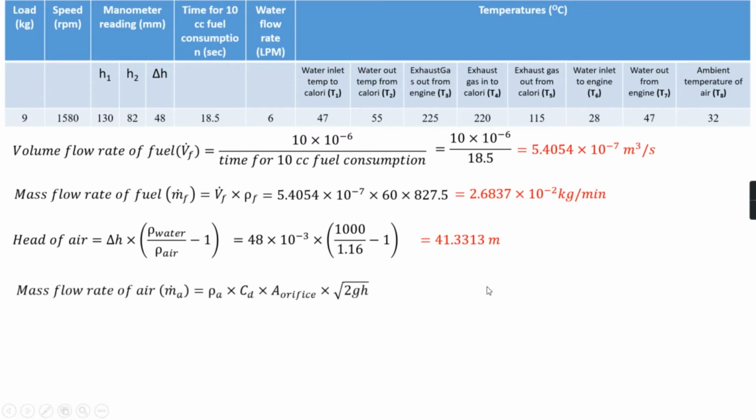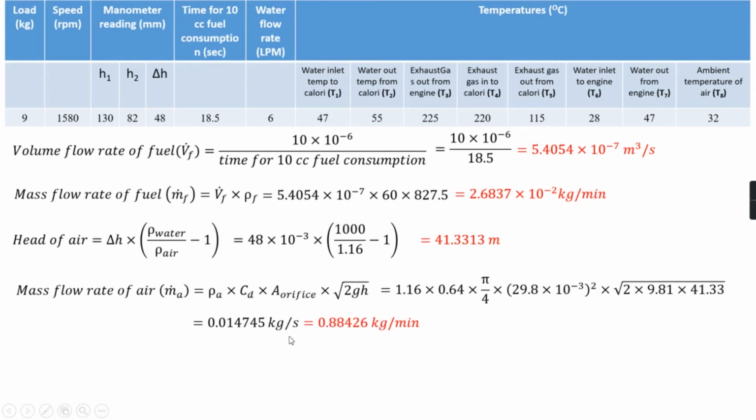So I can calculate the mass flow rate of air, which is equal to density into the volume flow rate, right? So density of the air into the coefficient of discharge of the orifice through which the air is going inside the combustion chamber, then the area of the orifice, that is pi by 4 into the diameter of the orifice squared, into root 2 g into h. H is nothing but the head of air. So that is 0.8842 kg per minute.